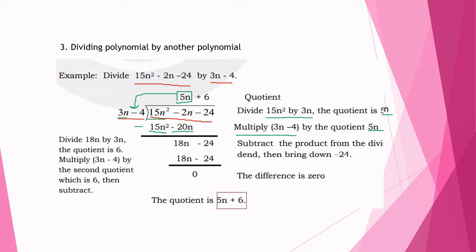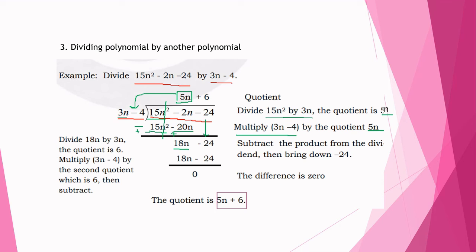So, magsasubtract tayo dito, but take note kapag nag-subtract, change the sign of the subtrahend and follow the rules in addition. So, yung positive magiging negative, yung negative 20 magiging positive 20. Okay, so let us simplify. So, 15n squared minus 15n squared, so that is 0. Then, negative 2n plus positive 20n is subtract the number and copy the sign of the bigger number. We have 18n and then bring down negative 24.